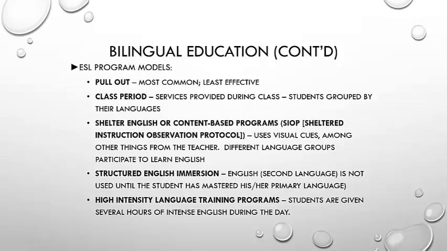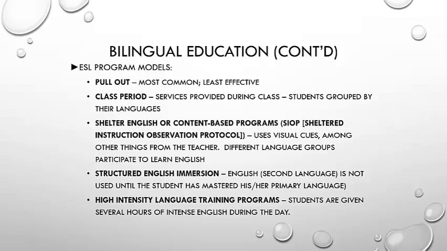It's very common in SIOP rooms to see a lot of writing on the board or on the wall, lots of pictures on the wall, so students can really see what is happening in the English language, and the teacher is helping them bridge those gaps to their primary language. Structured English immersion. English as a second language is not used until the student has mastered his or her primary language. The SIOP model is probably the most effective, most used that I've seen.